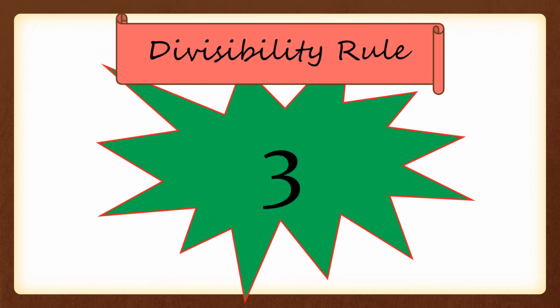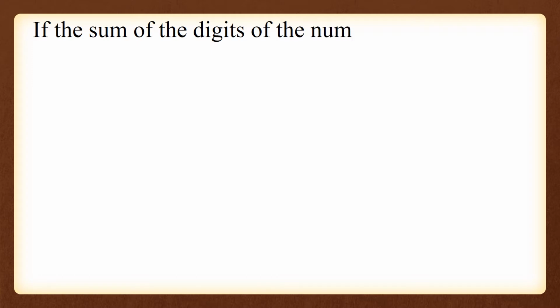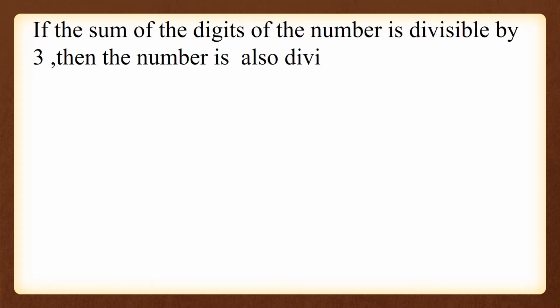Divisibility rule 3. If the sum of the digits of the number is divisible by 3, then the number is also divisible by 3. So it means if we add each digit and the sum is divisible by 3, then the number is also divisible by 3. Let's see an example.